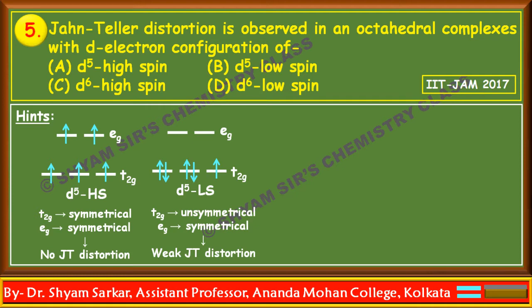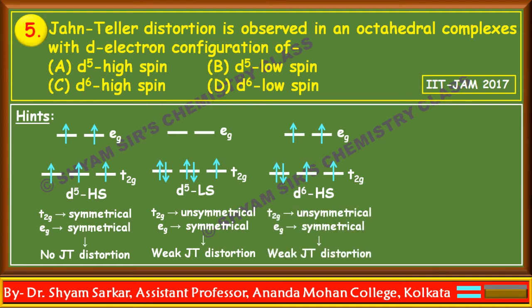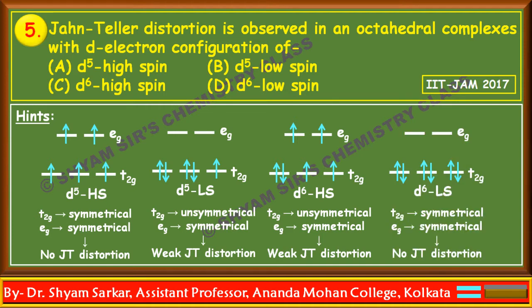So third case, d6 high spin. d6 high spin means here also t2g unsymmetrical, eg symmetrical. So weak Jahn-Teller distortion will be observed in this complex, or d6 high spin. Okay. Now d6 low spin. d6 low spin means t2g symmetrical, eg symmetrical. So no Jahn-Teller distortion will be observed in this case. So see, Jahn-Teller distortion we are getting for options B and C, that is d5 low spin and d6 high spin. So the correct answer will be option B and option C, because this is an MSQ type question. So multiple answers you can get.